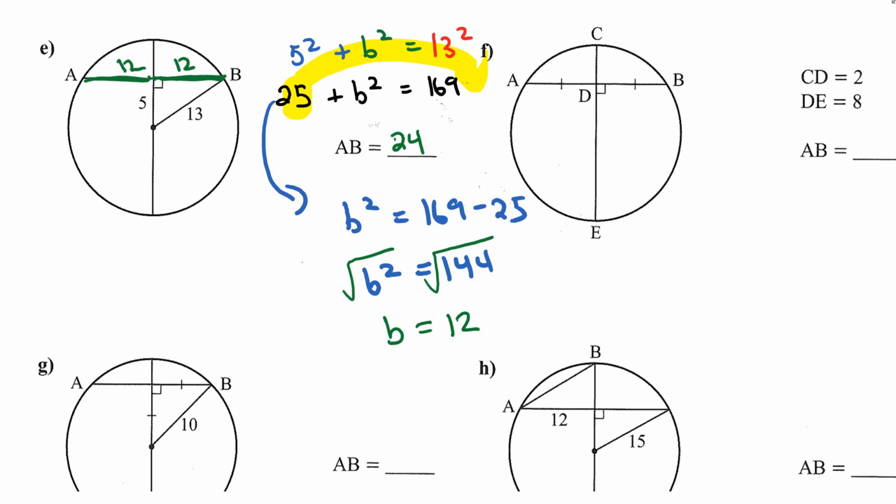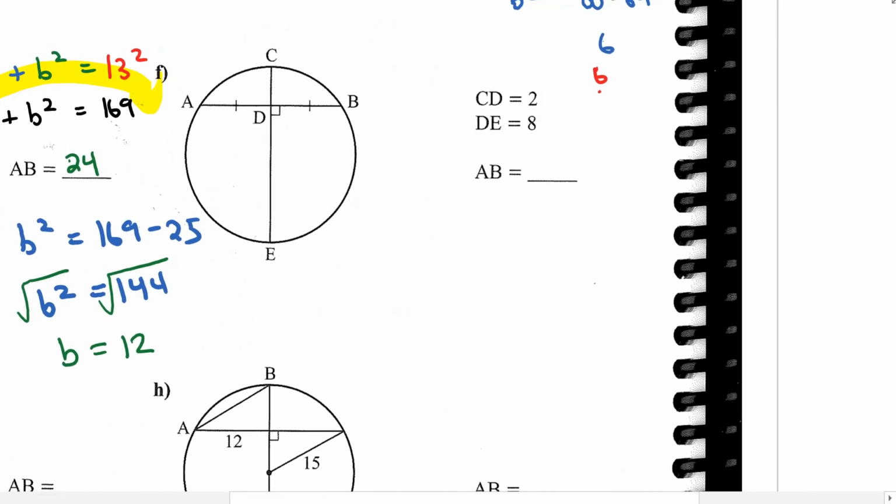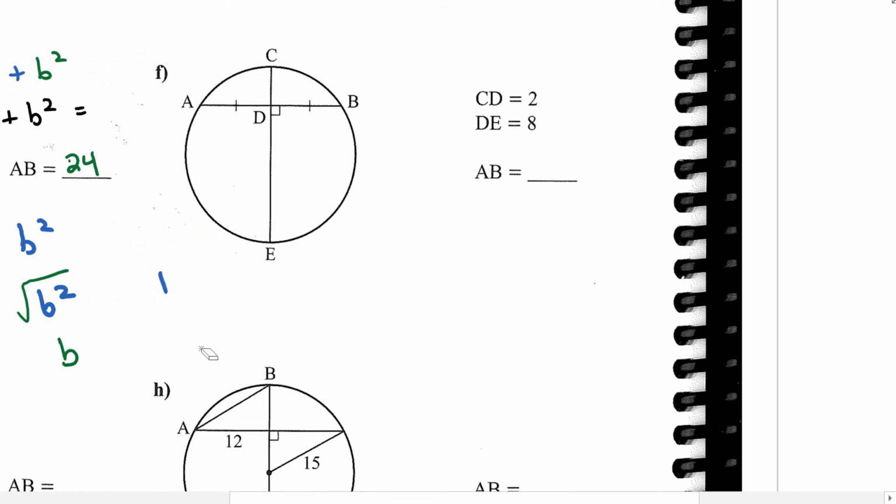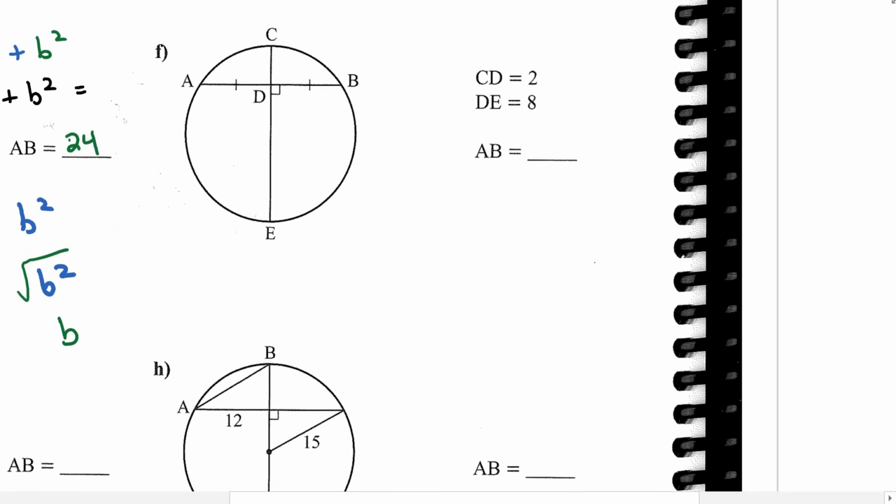Okay, let's move on to the next one, letter F. For letter F, I need some room again, so I'm going to erase all this. Okay, so for letter F, let's go ahead and put in some of the given information here. Length CD right here is going to be 2. And then I'm given the value of DE. So DE is this length right here, which is 8.